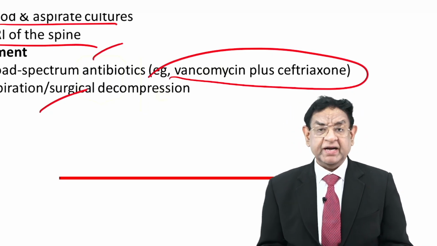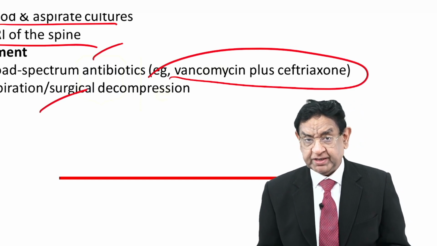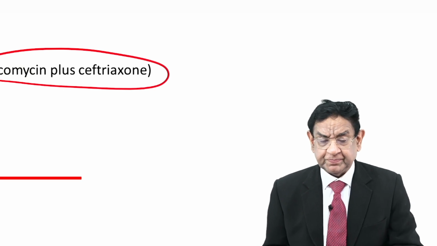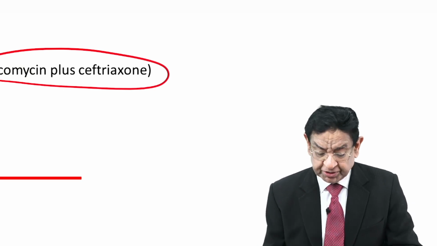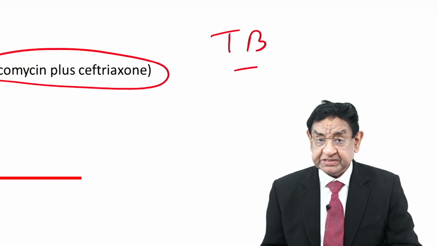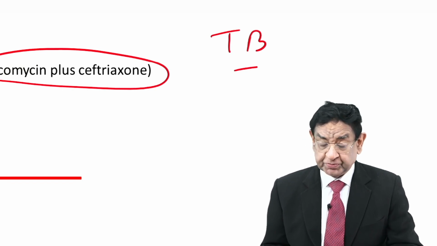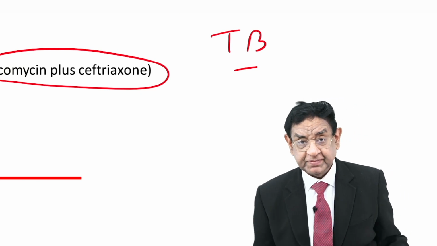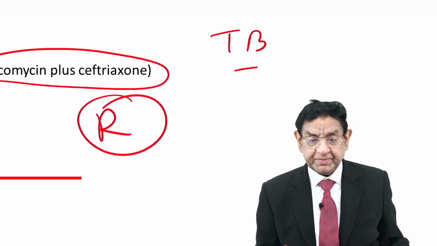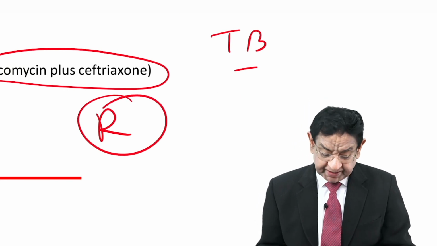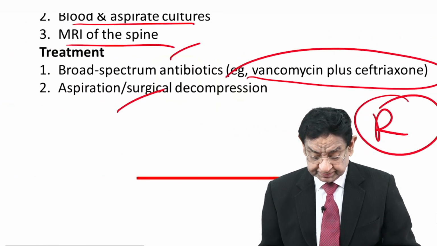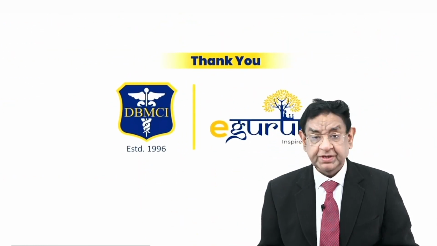But now I have one more question for you. Stop the video, write down the answer. Tell me which anti-tubercle drug, a drug that we use to treat tuberculosis, is also an anti-staphylococcal agent. Stop the video, write down the answer. Well, the answer is rifampicin. Rifampicin is an anti-tubercle drug but is effective against Staph aureus also. Thank you very much.